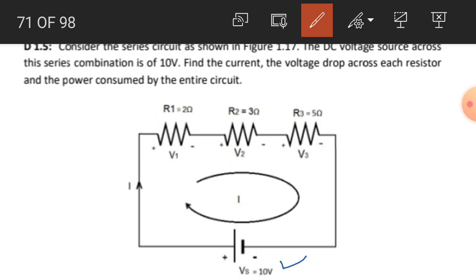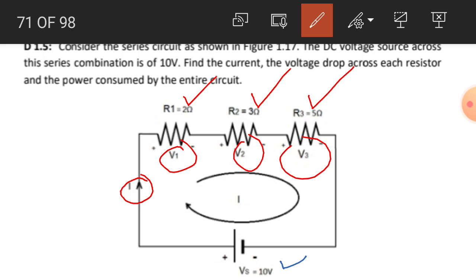So we have got R1 of 2 ohm, R2 of 3 ohm, and R3 of 5 ohm. We need to calculate the DC current in this series circuit, the voltage drop across each resistor. It means that we need to calculate V1, V2, and V3, and the power consumed by the entire circuit.